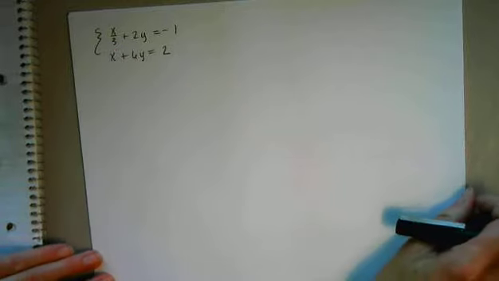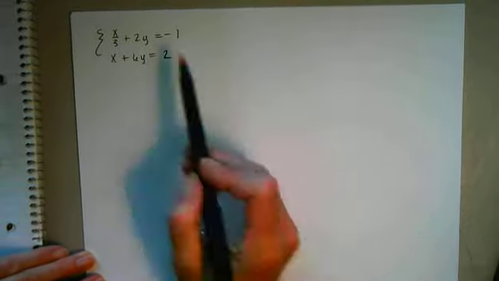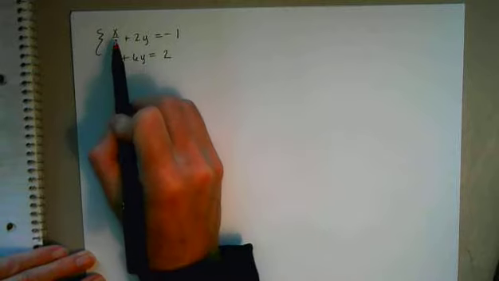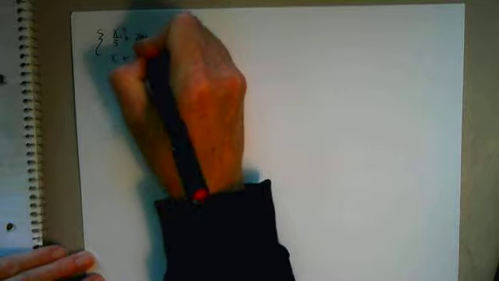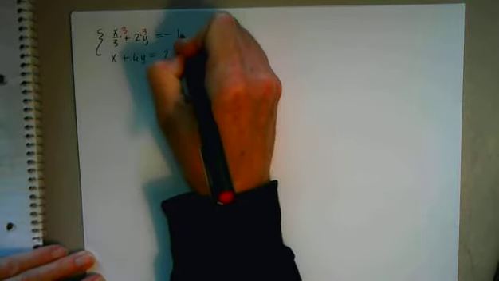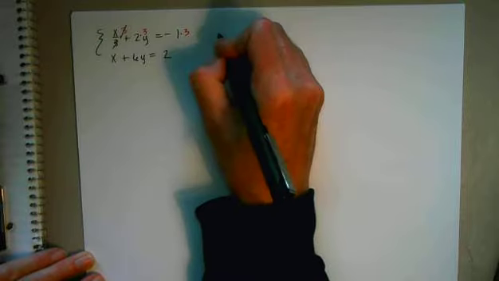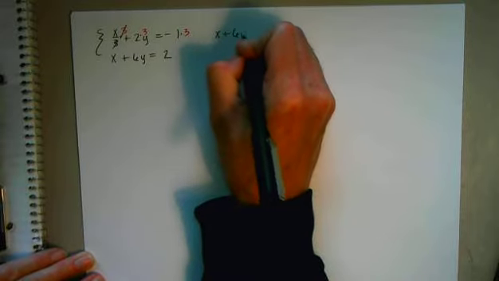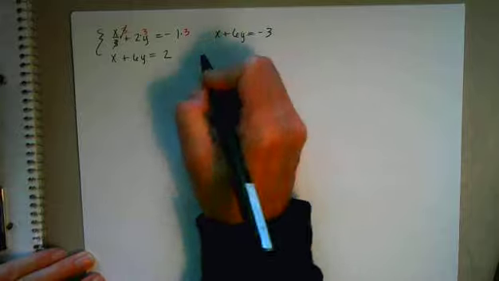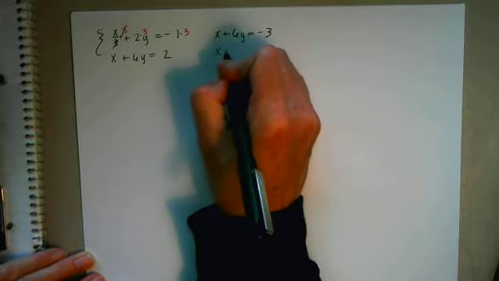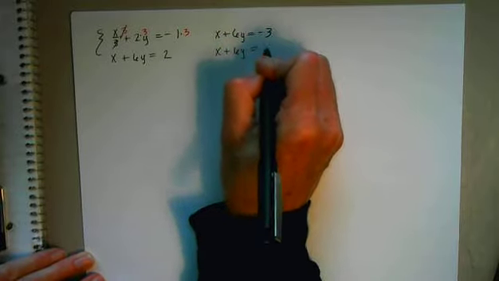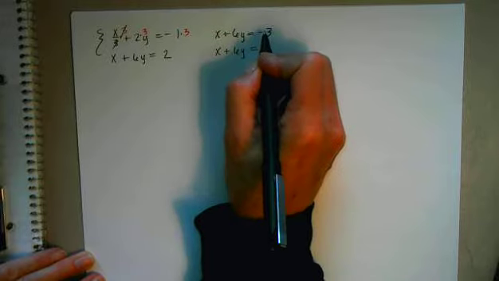So to cancel it, we know we can get rid of it because we have an equal sign. I just have to do it to every single term. So I'm going to multiply every single term by 3. And so now the 3's will cancel here, and I'll have x plus 6y equals negative 3. And then this one, I'll just copy it down. And what you might notice is these are the same, aren't they?